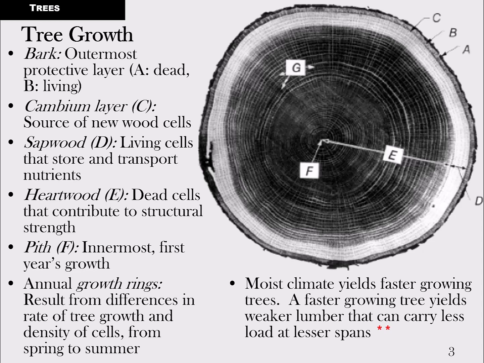So why does that all matter? It's because there are actually load tables that are different depending on whether it's a moist growing tree, a moist climate, or an arid climate, a dry climate, because those logs that were grown in a drier climate are going to be stronger. They'll span greater distances. They also took a lot more years to get there, so they're older. So that's why there are separate load tables that engineers use when they're designing spans of wood.